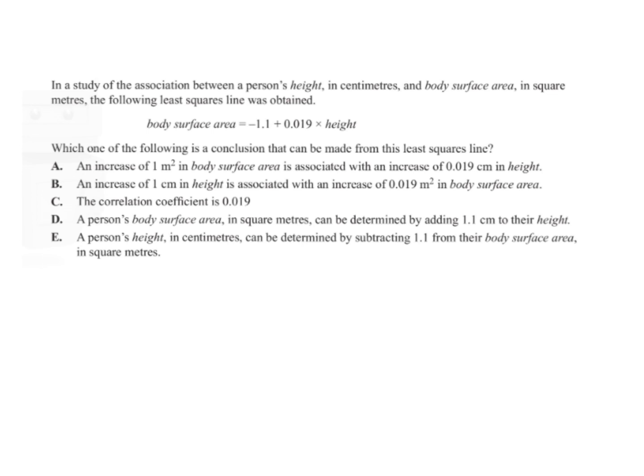Last question is, once again, it'll come a bit easier once we've done 3B, but it'll help lead us into it, so let's talk about it. It says, in the study of an association between a person's height in centimetres and body surface area in square metres, the following least squares line was obtained. Which of the following is a conclusion that can be made from this least squares line? The first says an increase of 1 square metre in body surface area is associated with an increase of 0.19 centimetres in height. That one is not correct.